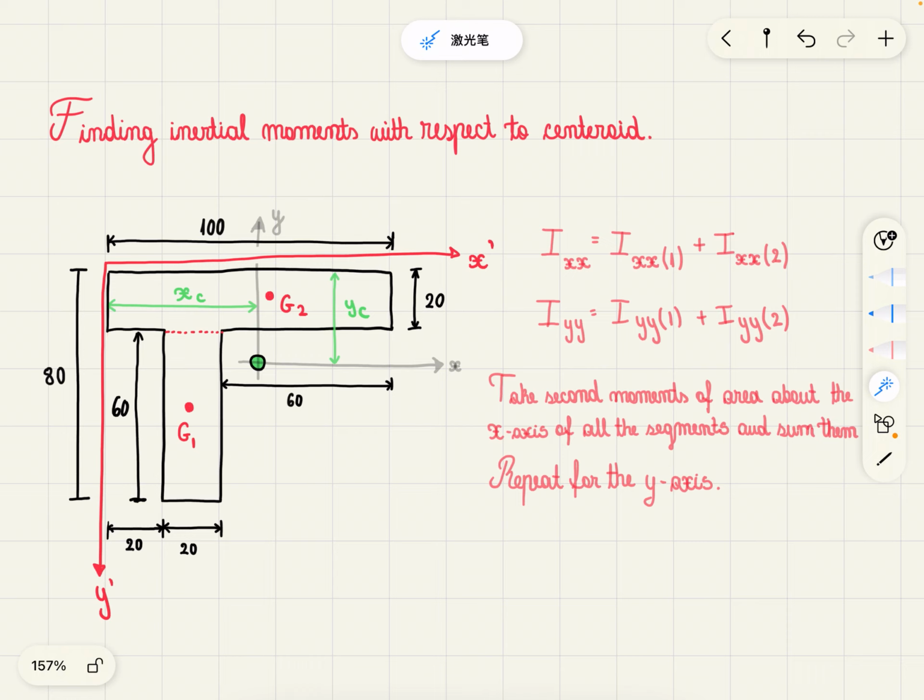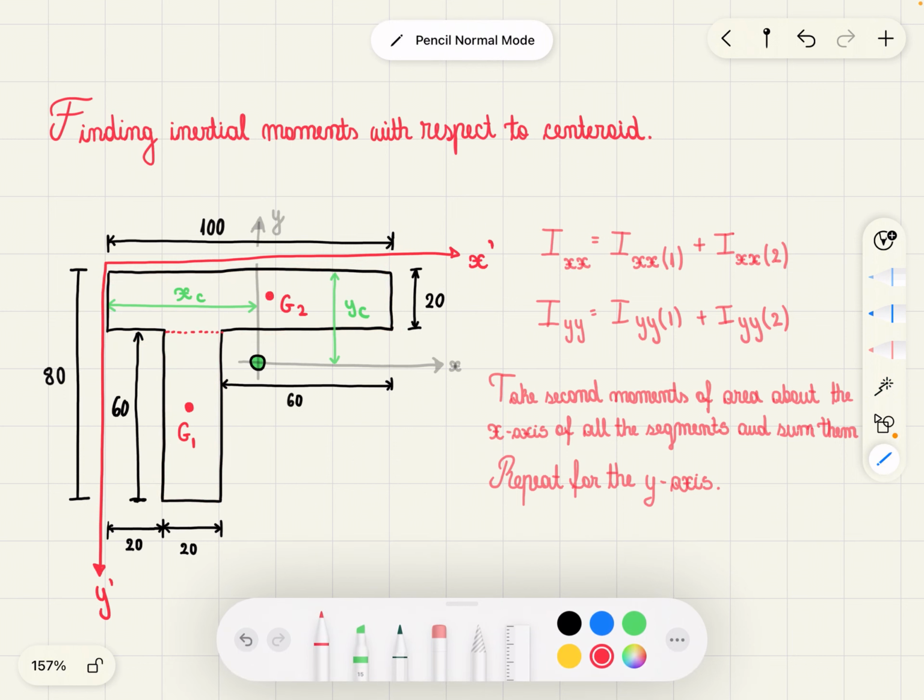So, to find xc, we multiply the area of the first block by the distance from G1 to the y prime reference axis, then add up the area of the second block and multiply the distance from G2 to y prime, and then divide everything by the total area, so the sum of these two blocks.